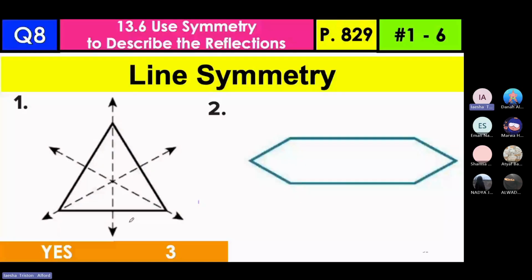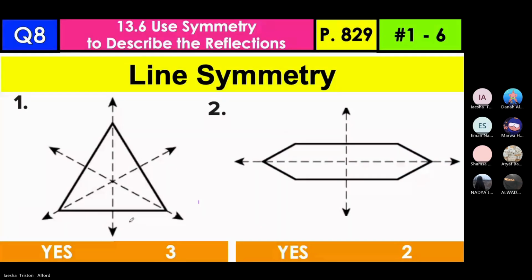What about number 2? Do you have line symmetry? Yes. How many lines could you draw? 2. For this question, I've seen the Wazara take this exact question, put it in the exam, and ask you, does it have line symmetry and how many lines?